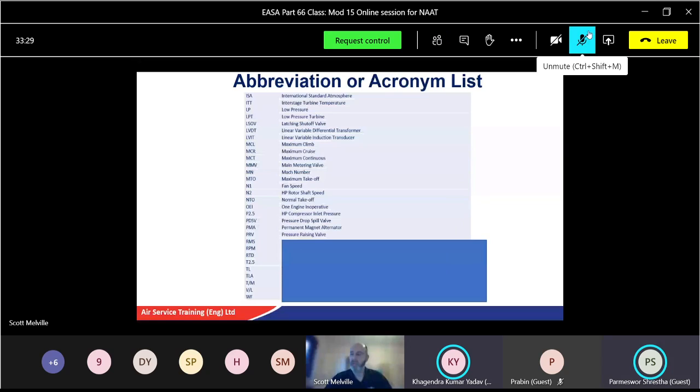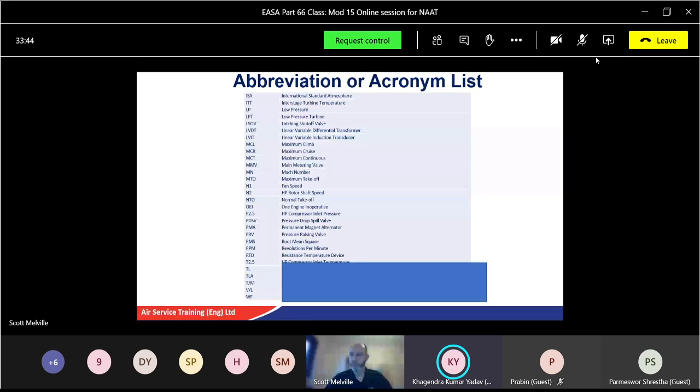RPM, nice and easy. Revolutions per minute, yeah. RTD. Resistance temperature device. Yeah, almost there. T2.5. High pressure compressor. Yeah, and with temperature, 5th stage. Yeah, inlet first. Yeah. TL. Throttle lever. Throttle lever, TLA. Throttle lever angle. Yeah.